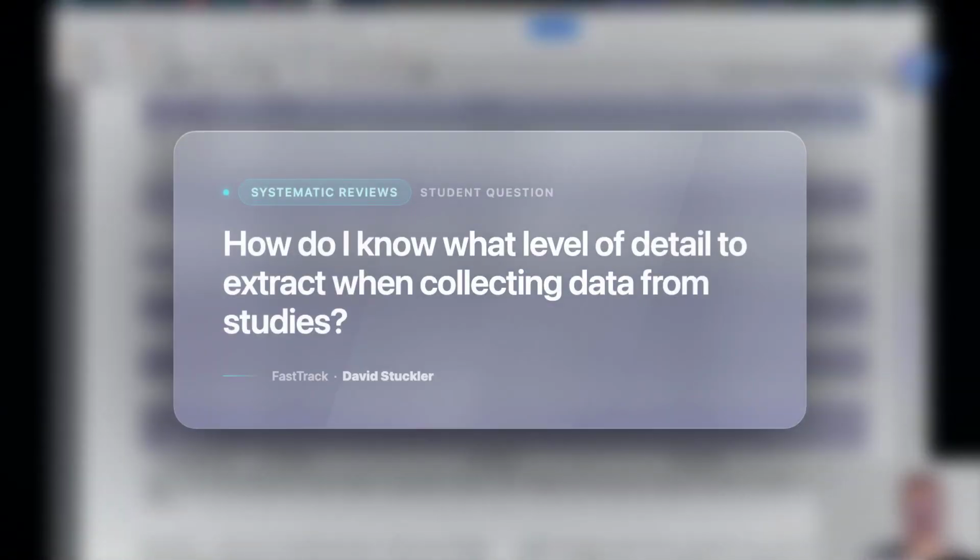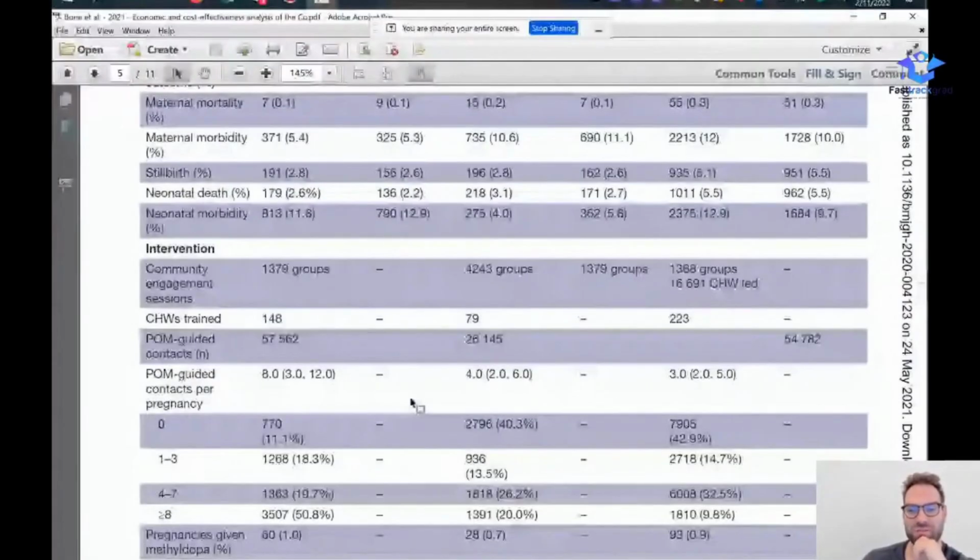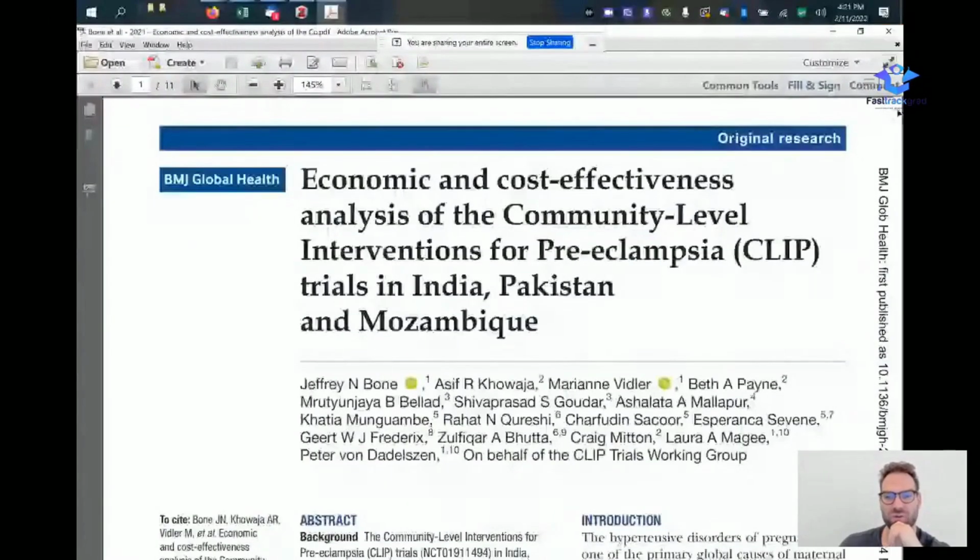...is meaningful detail here. Some students ask me, well, how do I know I'm getting a level of detail? Sometimes I find students taking very, very specific quantitative data that they don't need. This is going to depend on your study.